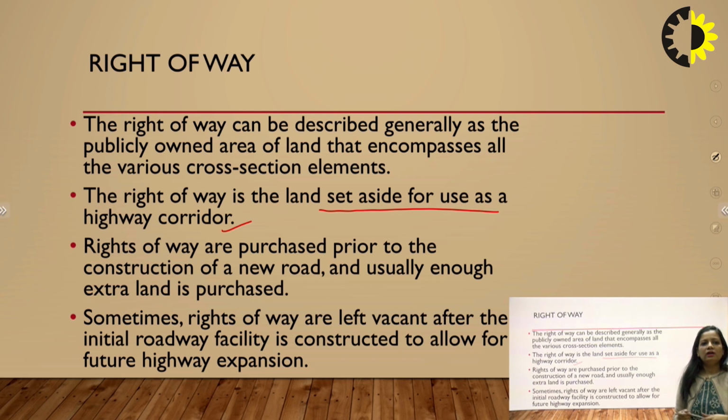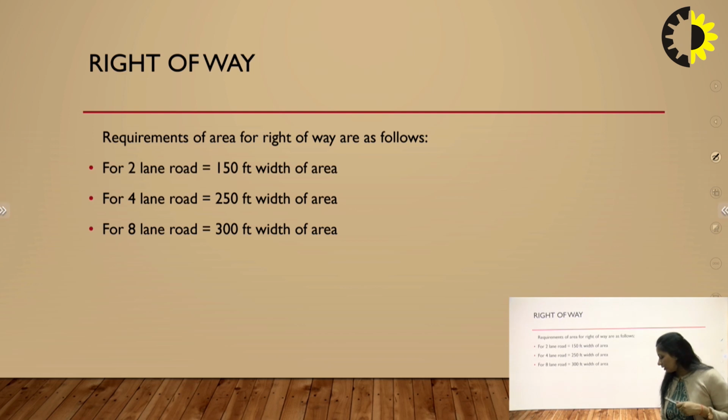Simple. Right of way is purchased prior to the construction of a new road, and usually enough extra land is purchased. Why is this extra land purchased for any kind of road construction? Because there must be some development allowances along the roadside, obviously. Sometimes right of way is left vacant after the initial roadway facility is constructed, to allow for future highway expansion. This also happens when purchasing any land for future use of highway.